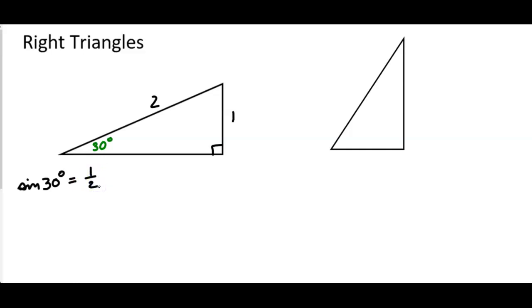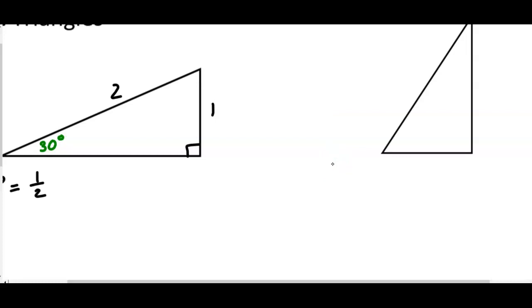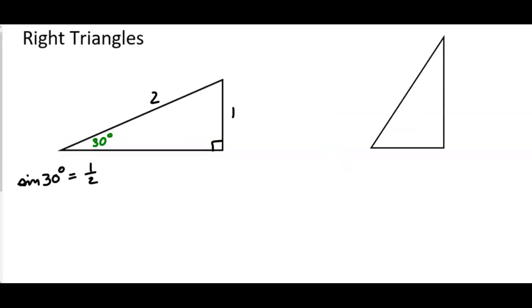Now, I can find the third side by using the Pythagorean theorem. It's a right triangle, so I can say 1 squared plus, and I don't know this side over here, call it x squared, equals 2 squared, the hypotenuse. So I get 1 plus x squared equals 4. I get x squared equals 3. So I get x equals the square root of 3.